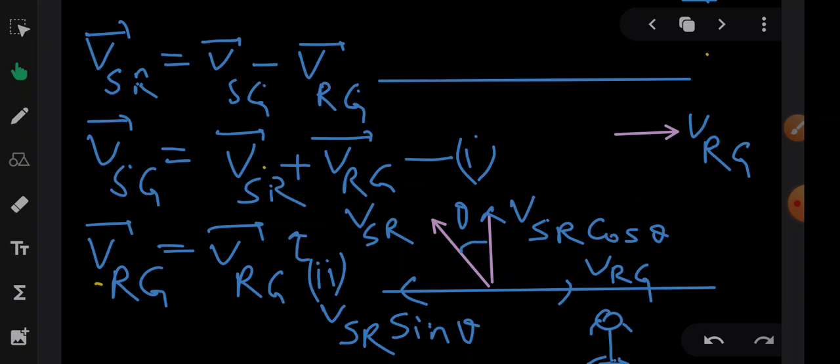So we know that the velocity of swimmer with respect to river is equal to the velocity of swimmer with respect to ground minus the velocity of river with respect to ground. That is, the relative velocity of swimmer with respect to river can be obtained by subtracting the velocity of the river from the velocity of the swimmer. This you know from relative velocity. From here we get VSG as the sum of VSR plus VRG, the velocity of river with respect to ground.